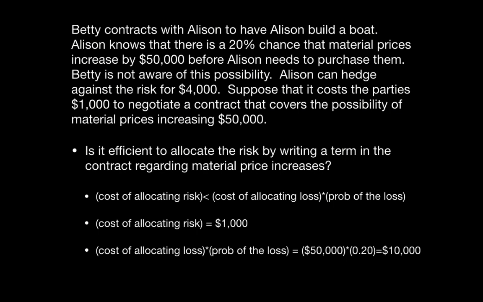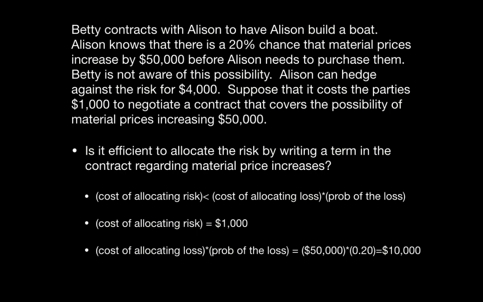Allison knows that there is a 20% chance that material prices increase by $50,000 before Allison needs to purchase them. Betty is not aware of this possibility. Allison can hedge against the risk for $4,000. Suppose that it costs the parties $1,000 to negotiate a contract that covers the possibility of material prices increasing $50,000.